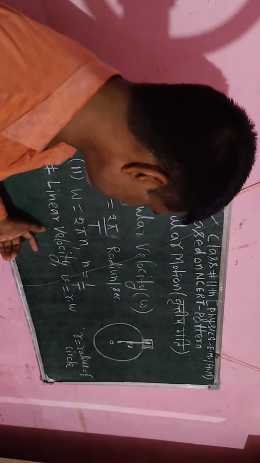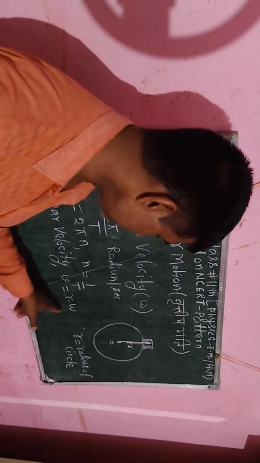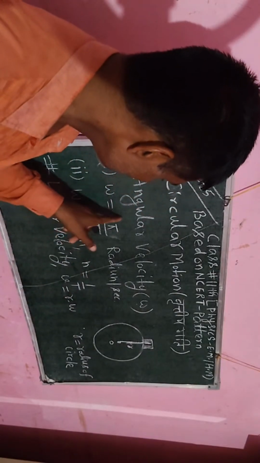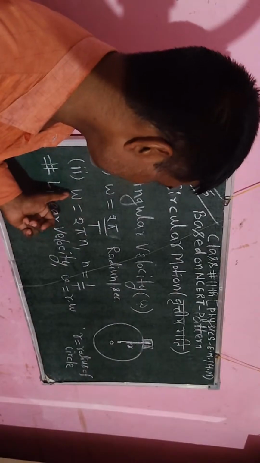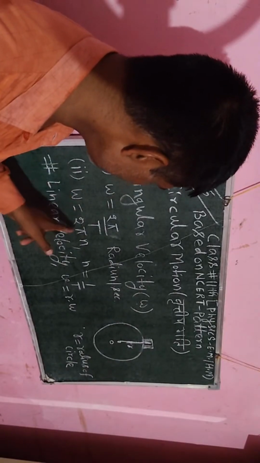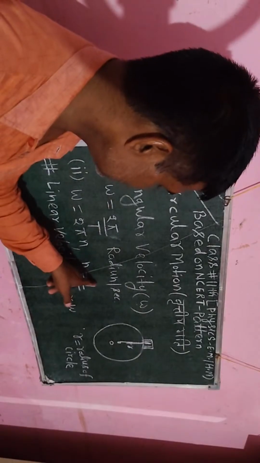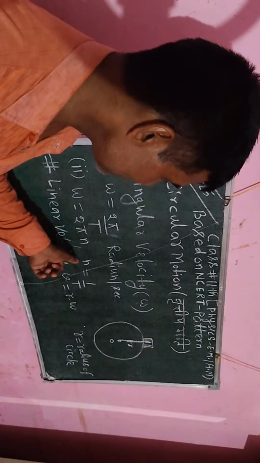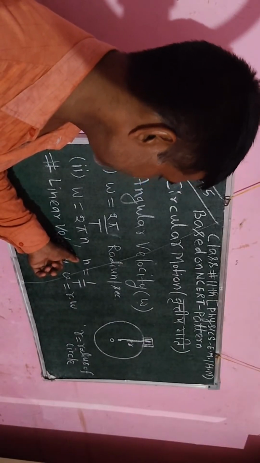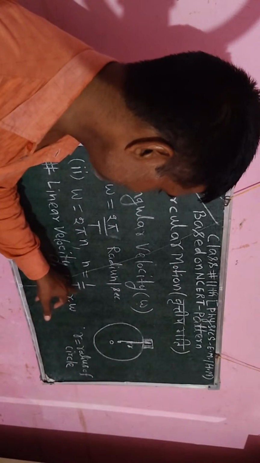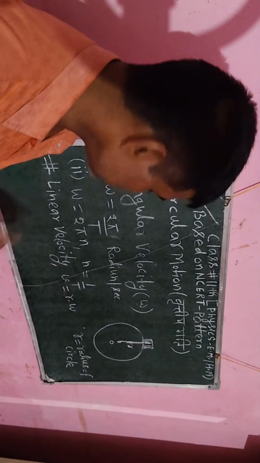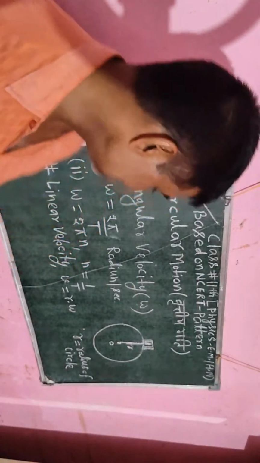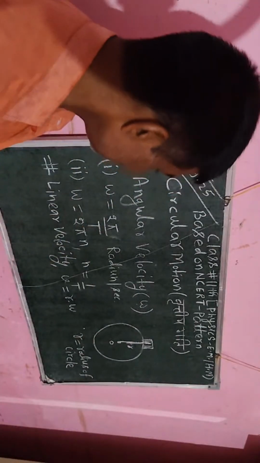Therefore, in linear velocity I have written v is equal to r into omega, and in the place of omega I have to write here 2 pi divided by t, and in other words we can say that omega is equal to 2 pi n, and n is equal to 1 divided by t, where n is the frequency of a particle which is moving on the periphery of the circle, and t is the time duration. Okay. So this is the formula for linear velocity, and each and every student has to remember this formula. Okay, these are important.